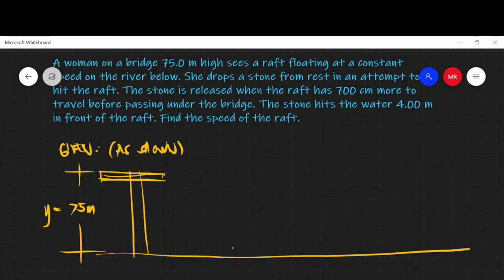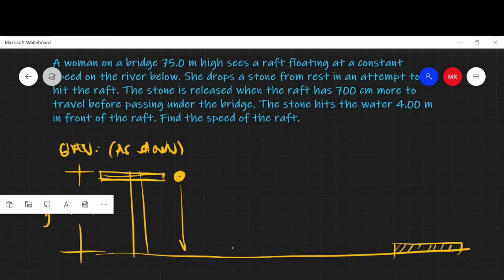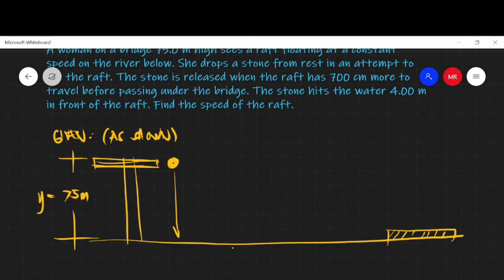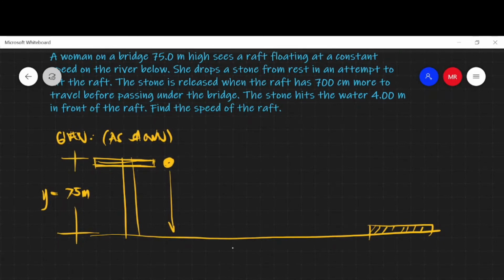So according to the problem, the woman drops a stone from rest. The woman will drop a stone from this point going down in an attempt to hit the raft. So when the stone is released, the raft has 700 centimeters more. Let's say this is the position of the raft when the stone was released. And after a while, because the raft is traveling at a constant velocity in this direction, the raft has moved, let's say, already to this position.